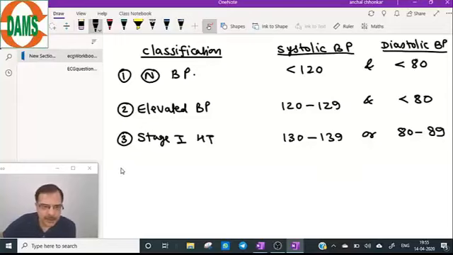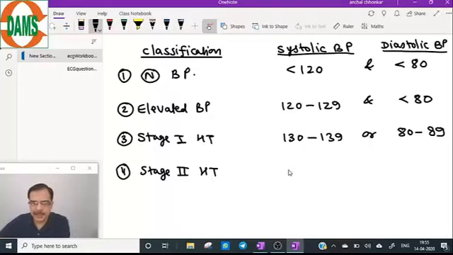Stage 2 hypertension, number 4. For stage 2 hypertension, the systolic BP is more than or equal to 140 or diastolic BP is more than or equal to 90.